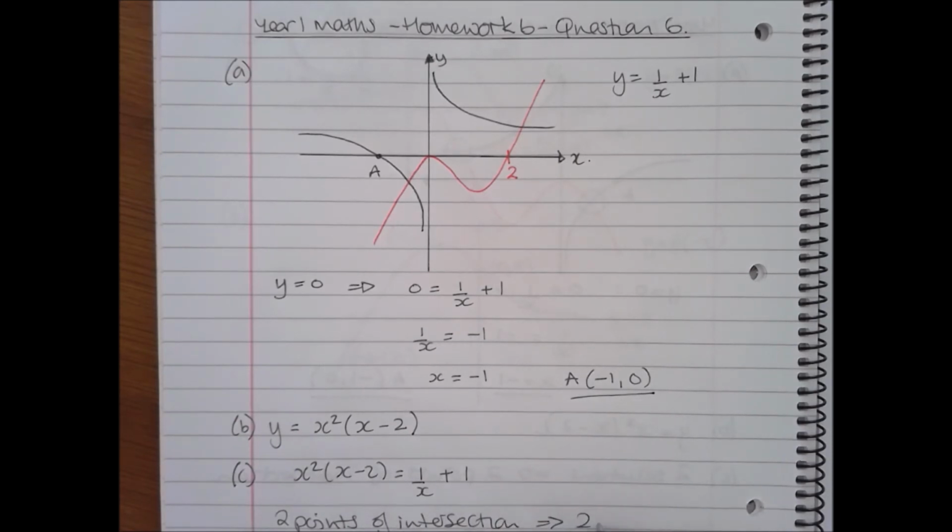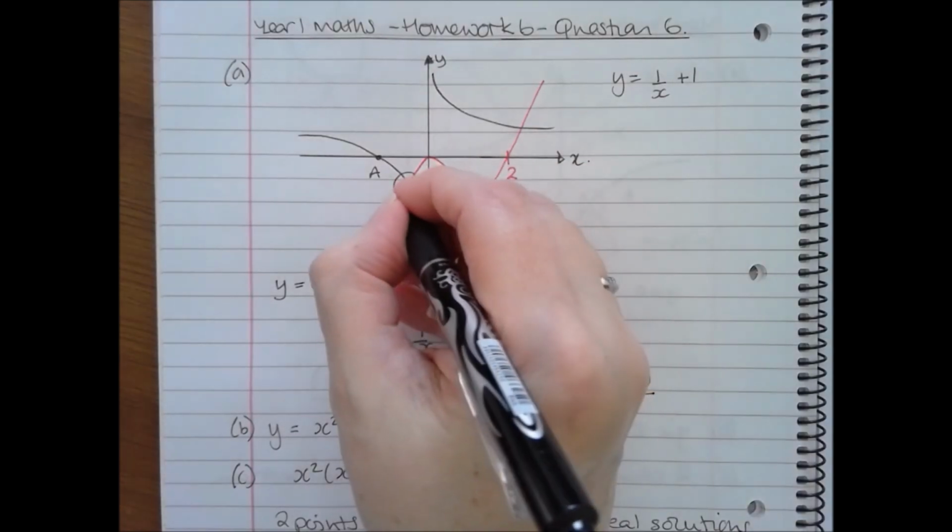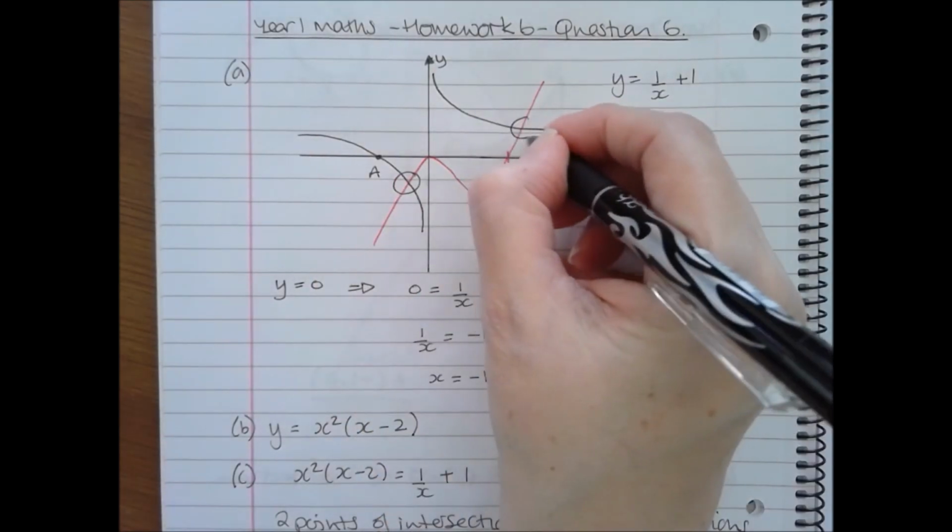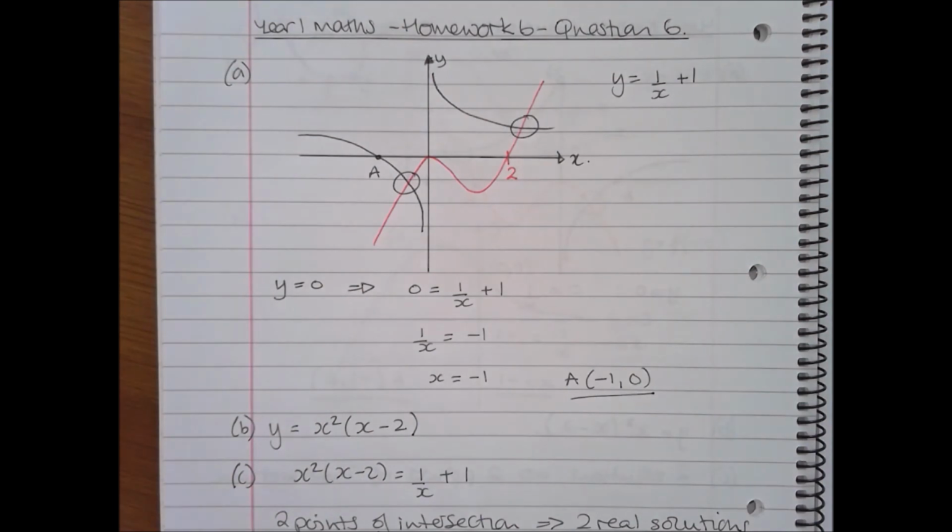So 2 points of intersection implies that there are 2 real solutions. And just to be on the safe side, I would show the examiner where they are. So there's 1 point of intersection, there's 2 points of intersection.